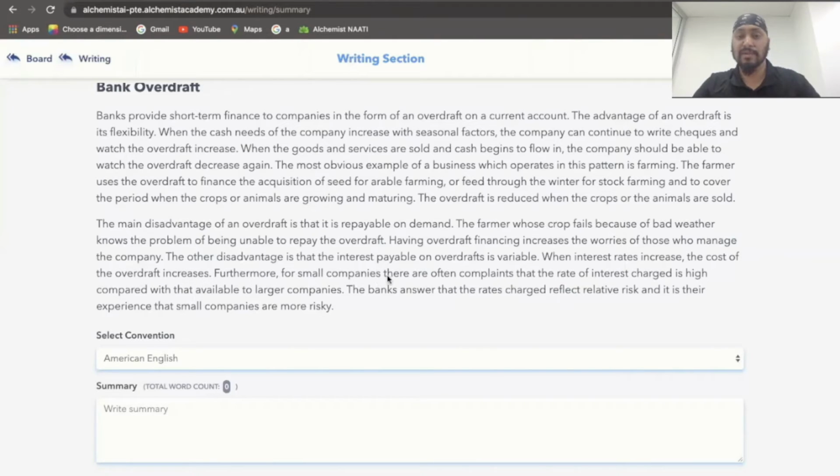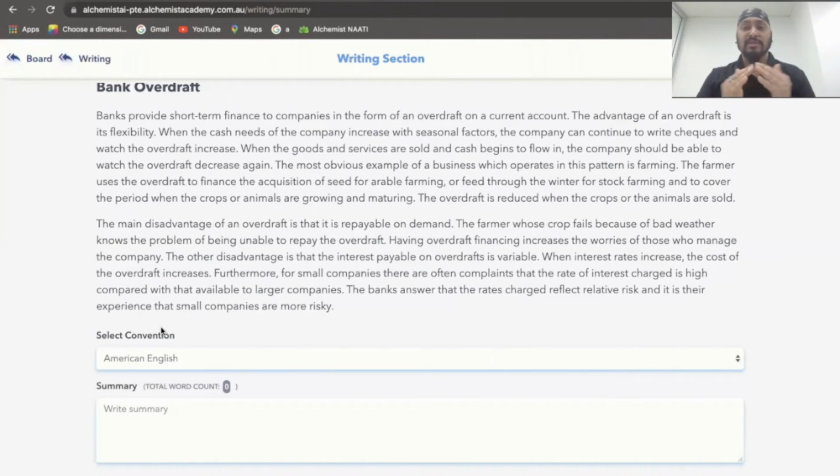Furthermore, for small companies, there are often complaints that the rate of interest charged is high compared with that available to larger companies. Okay, the banks answer that the rates charged reflect relative risk, and it is their experience that small companies are more risky. Okay, I will just go with what I learned from this summary: first of all, they explain what is a bank overdraft.